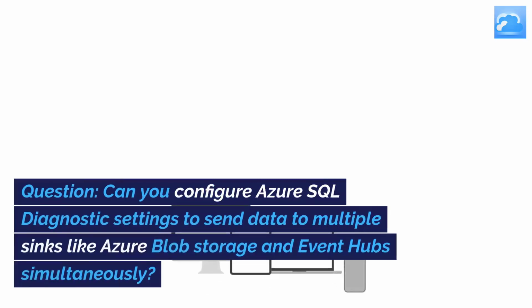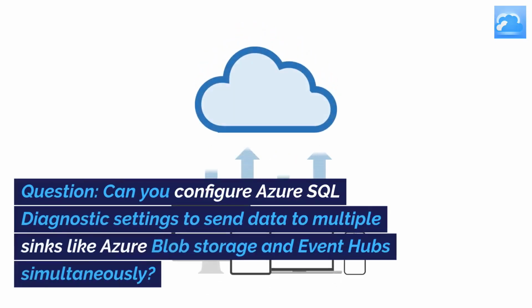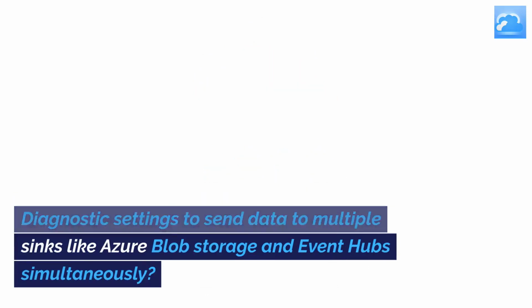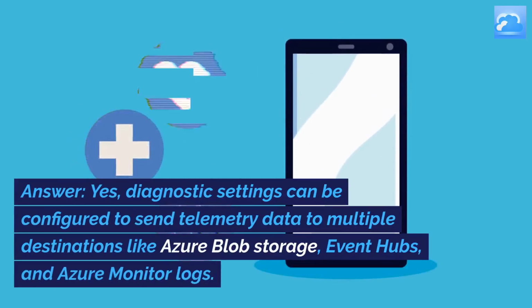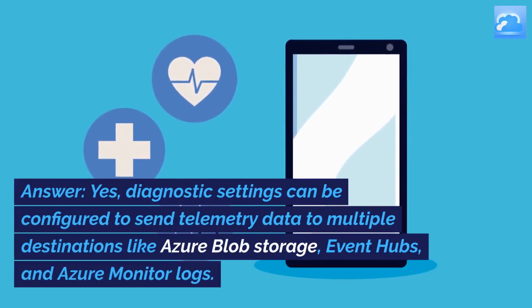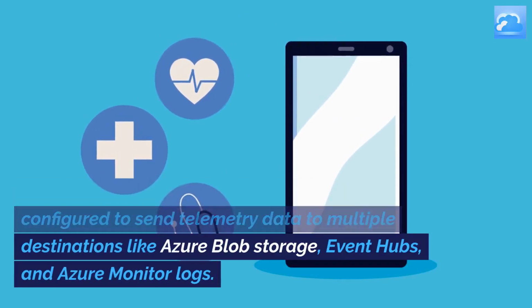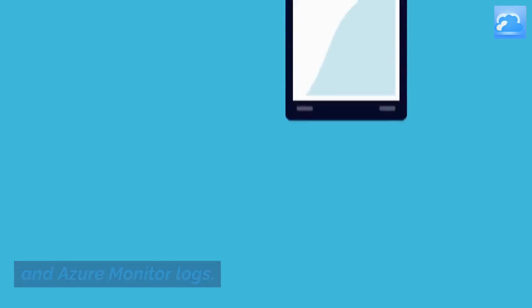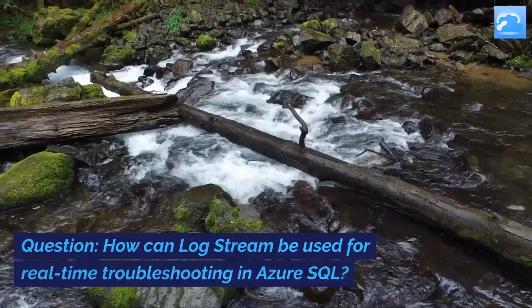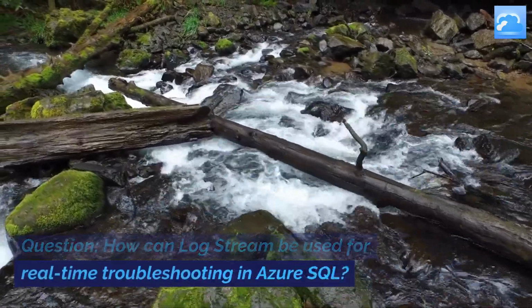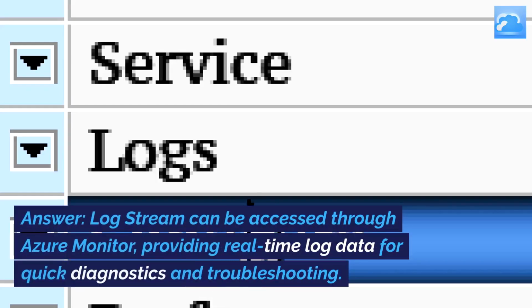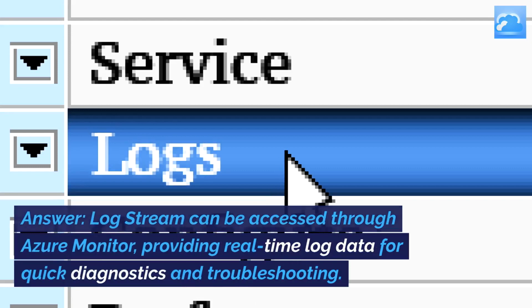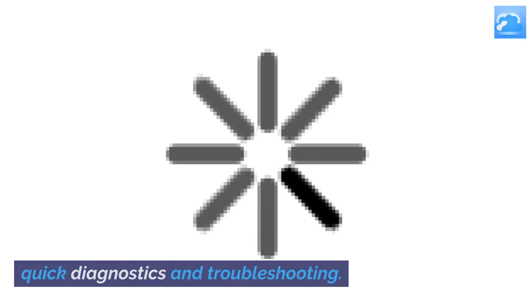Question: can you configure Azure SQL diagnostic settings to send data to multiple sinks like Azure Blob Storage and Event Hubs simultaneously? Answer: yes. Diagnostic settings can be configured to send telemetry data to multiple destinations like Azure Blob Storage, Event Hubs, and Azure Monitor logs. Question: how can log stream be used for real-time troubleshooting in Azure SQL? Answer: log stream can be accessed through Azure Monitor, providing real-time log data for quick diagnostics and troubleshooting.